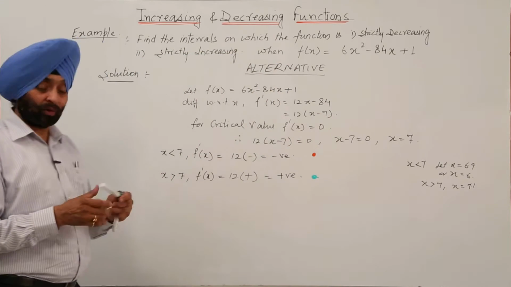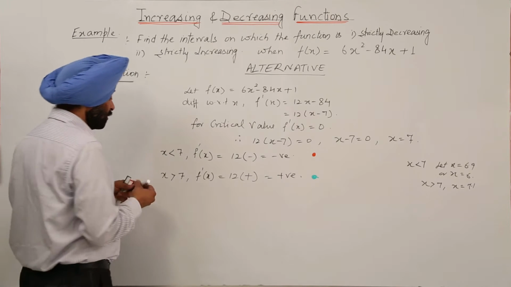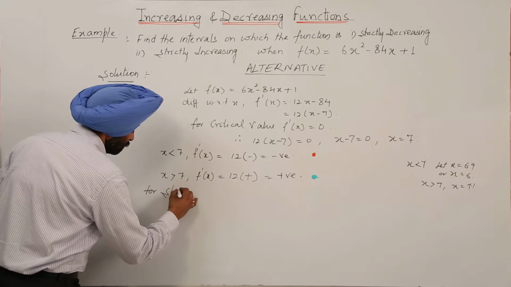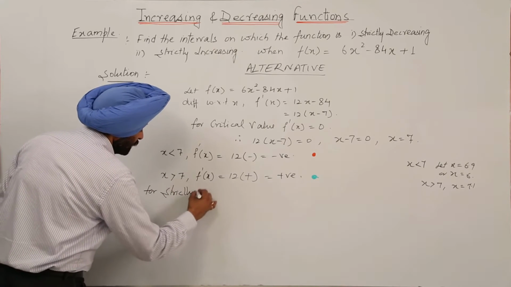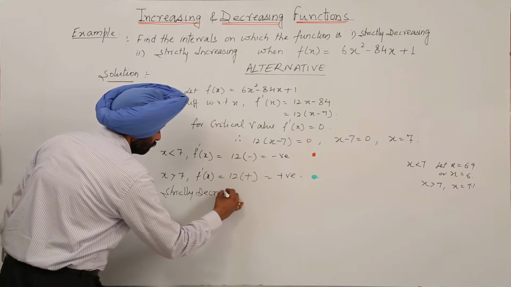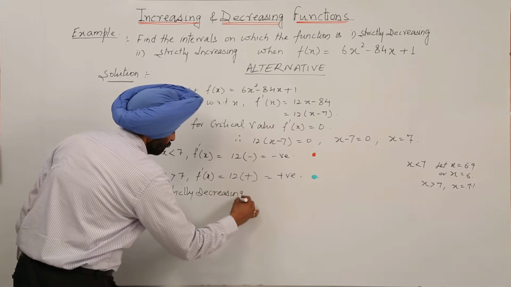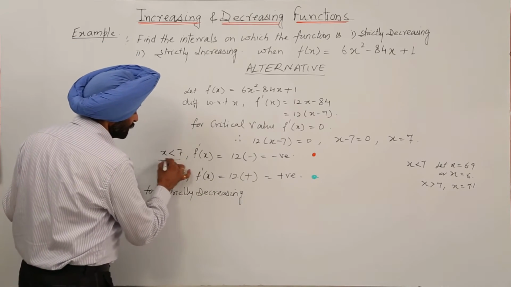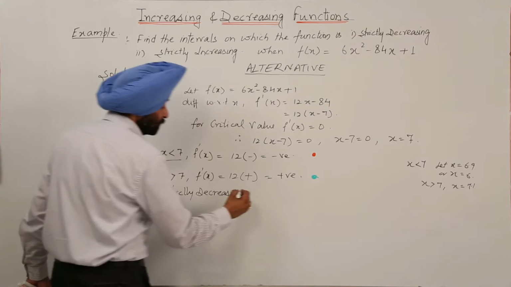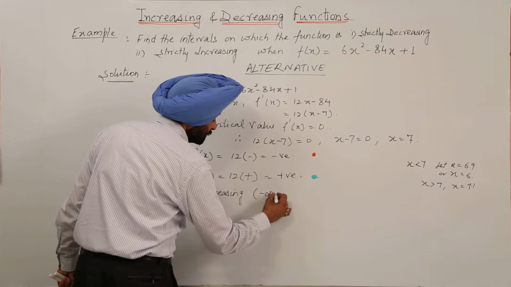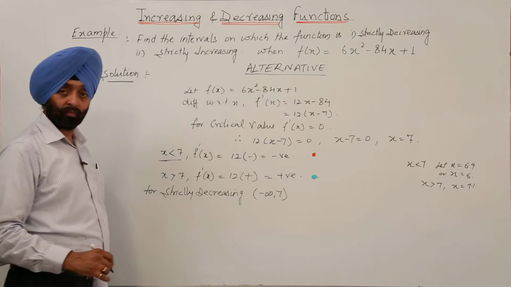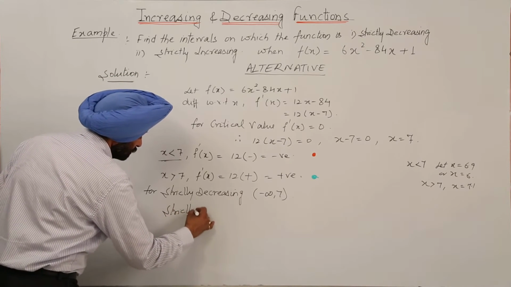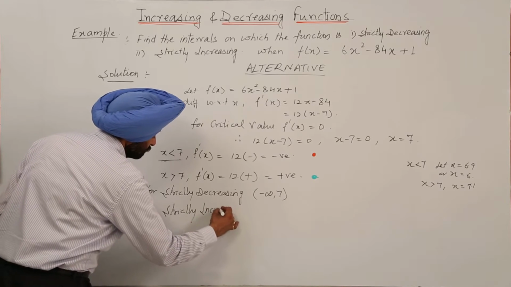Okay, so to red part, what we can write it? We can now write it for strictly decreasing. Now negative moves for strictly decreasing, and it is what? x is less than 7. Okay, so for strictly decreasing, minus infinity to 7, and for strictly increasing.